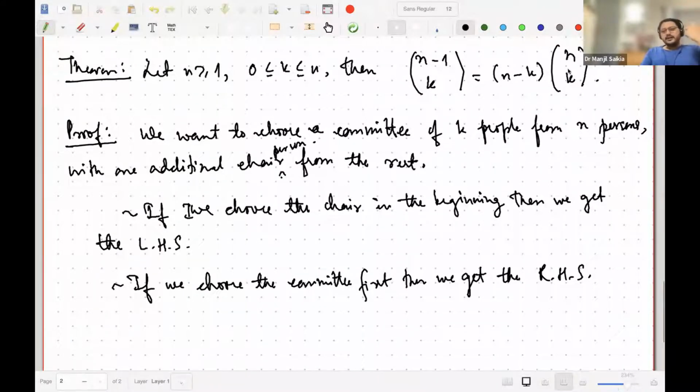Now there would be n minus k persons who are not chosen in the committee. And out of those n minus k persons, we have to choose 1 chair. And that can be done in n minus k ways. And this is just the multiplicative principle now. So n minus k times n choose k gives you basically the same number of ways, because we are still choosing the committee plus the chair. So this argument shows that the left hand side is equal to the right hand side.